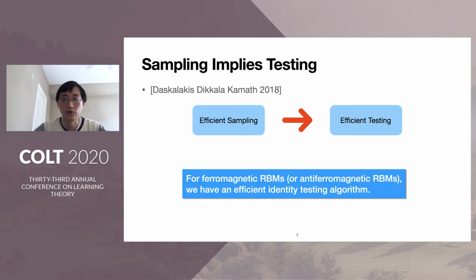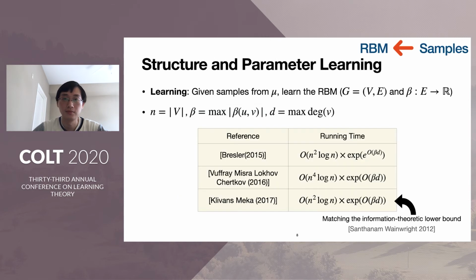So combining the results of sampling, we know that for the ferromagnetic RBM, there is a polynomial time testing algorithm. And by symmetry, the same holds for the anti-ferro RBMs as well. So in the following, we will be focusing on mixed RBM.